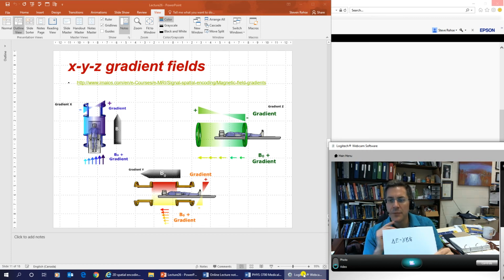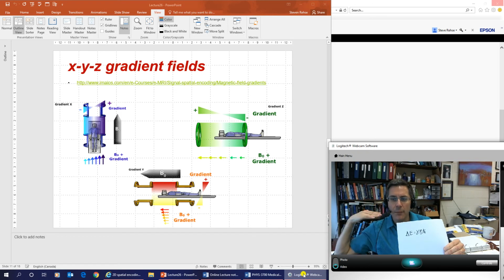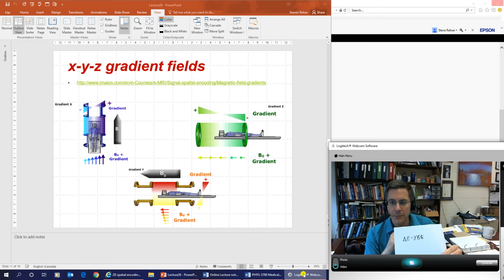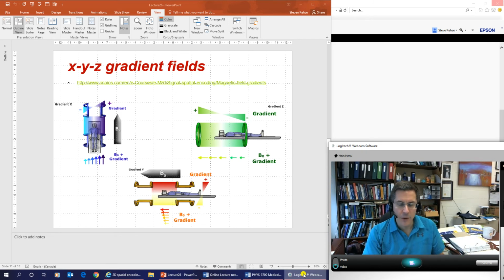So the point is now, each slice through your body is seeing a different B field. All right, so if each slice is seeing a different B field, when you apply an RF pulse, which has just one specific frequency, there's only one slice that's on resonance. Because remember, this delta E is also equal to H f, which is equal to H bar omega of the photon. So let me just write this out.